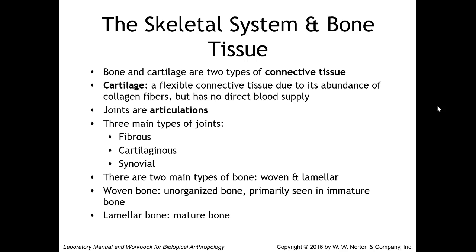Connective tissue is made up of cells, right? Mostly elastic collagen fibers and extracellular matrix. I think blood is the exception. Cartilage is a flexible connective tissue due to its abundance of collagen fibers, but it has no direct blood supply. So it's very important that we understand that it has no direct blood supply, and I'll explain, right?